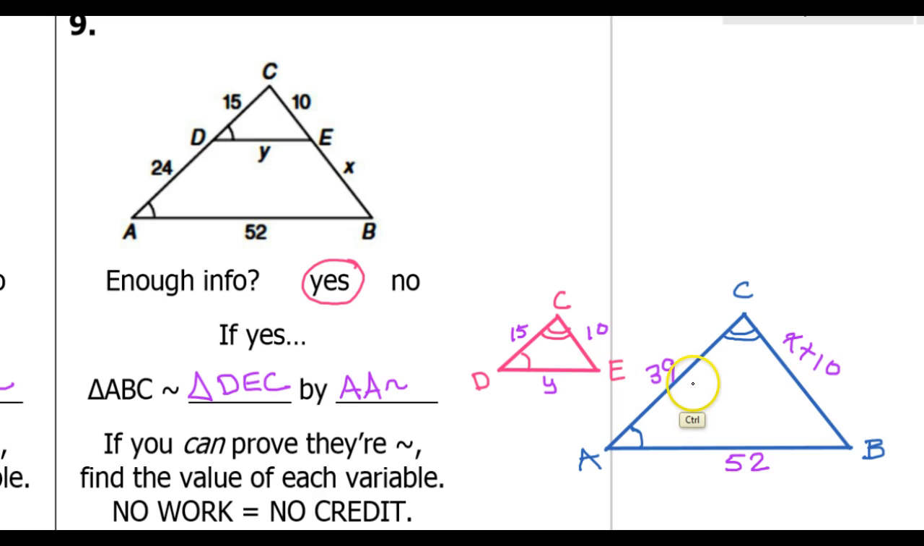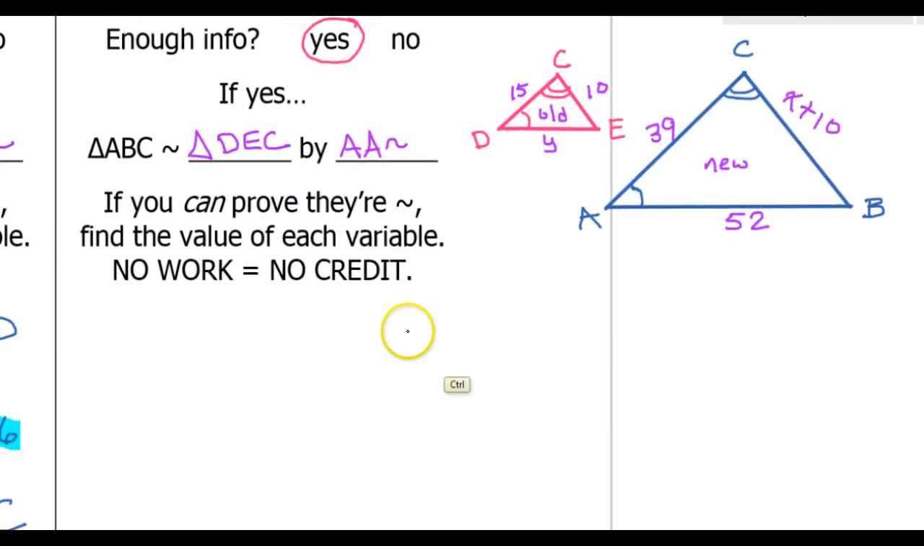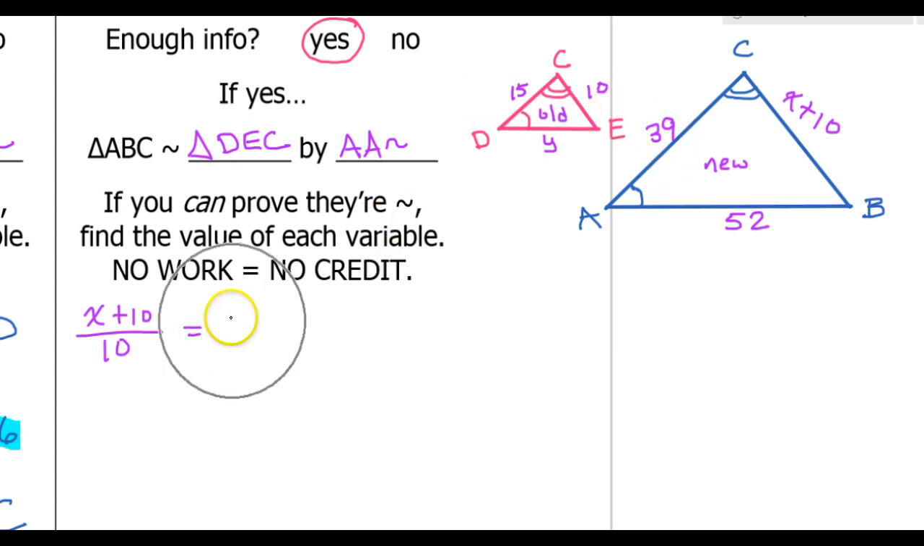So now we will just do new over old equals new over old. Considering this one to be new and this one to be old for this problem. It doesn't really matter which one you pick to be new and which one you designate to be old. Okay, so new over old. So if I want to find x, I can do x plus 10 over 10. Those are corresponding. Now for my next pair, I need all numbers. So I'm going to do 39 over 15.